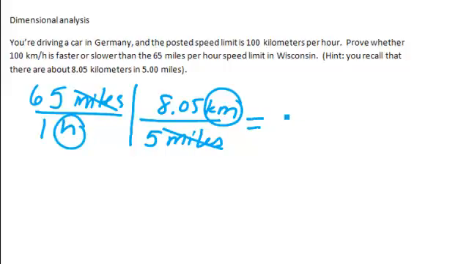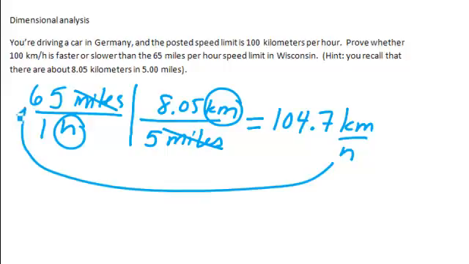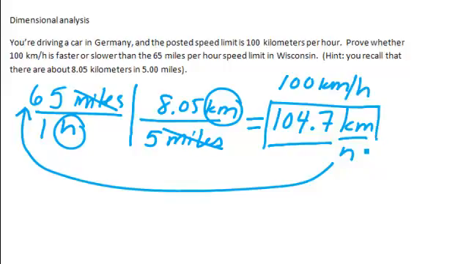If you do the math, this works out to be approximately 104.7 kilometers per hour. Again, if we go back to what we were calculating, 65 miles per hour is 104.7 kilometers per hour. If you're only going 100 kilometers per hour, you know that this is in fact less than going 65 miles per hour. So either way, you've come to the conclusion that you have to drive slower in Germany.